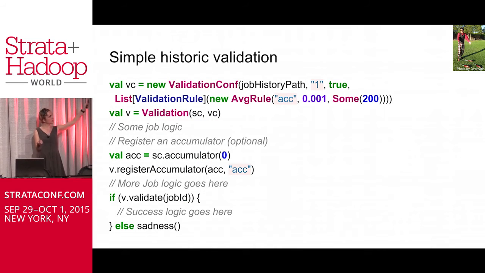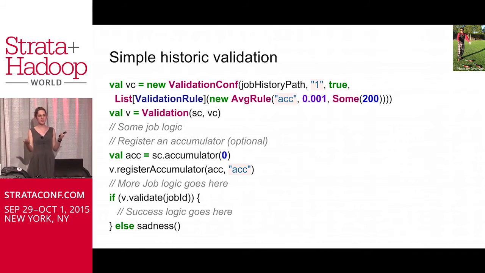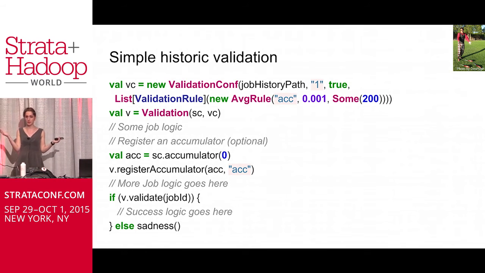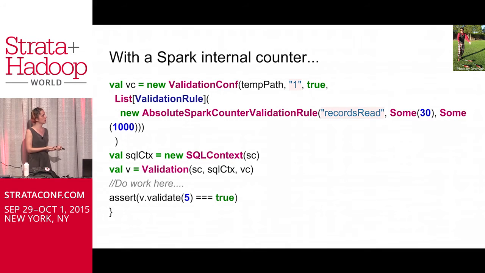But here, we could use the same rule on the next slide, and we could say, the number of records I've read should be roughly equal to the average from the last 5 runs, plus or minus 100,000 records. Maybe your company is growing really quickly, right? So we can write our rules both in a relative fashion and in an absolute fashion, depending on who we are and what we're doing.